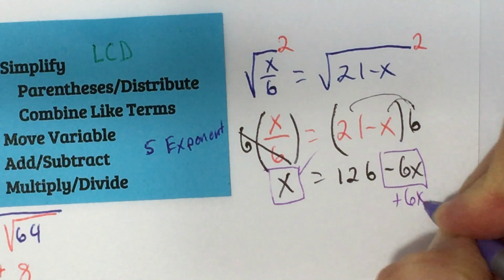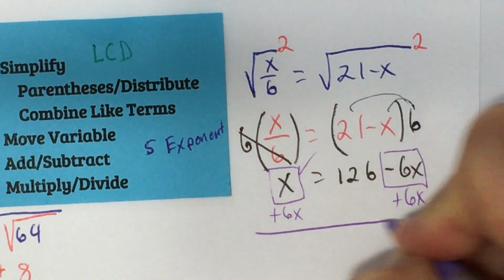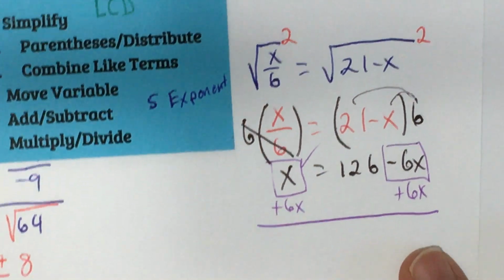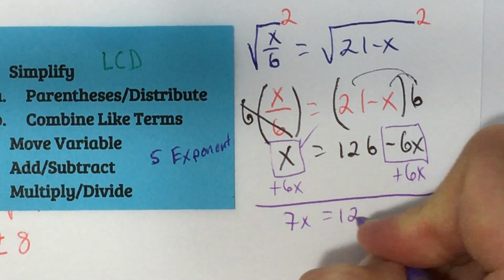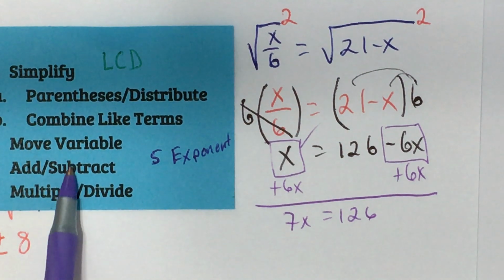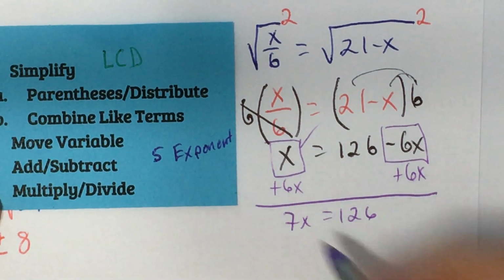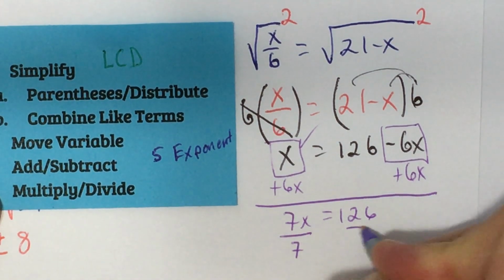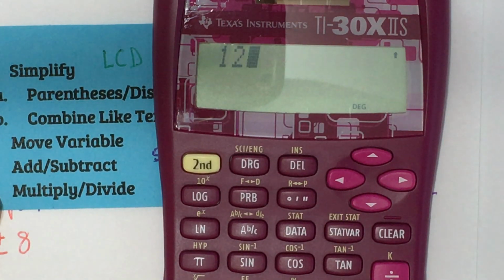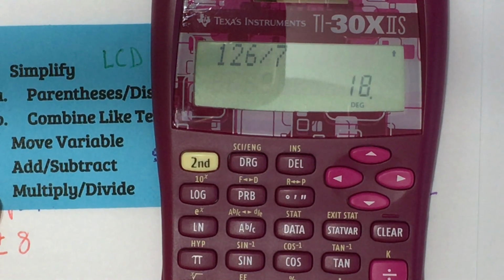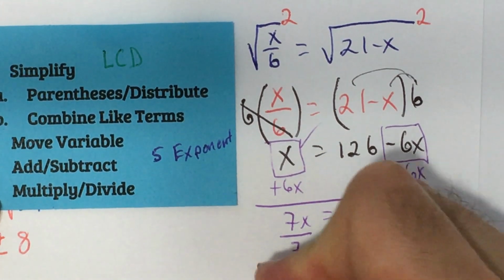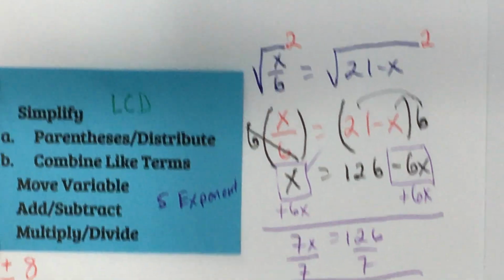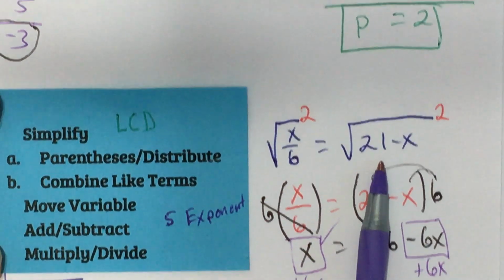Plus 6x. Plus 6x. 7x equals 126. Move the variable, add, subtract, no. Multiply and divide, yes. Divide by 7, divide by 7. 126 divided by 7. 18. X equals 18.